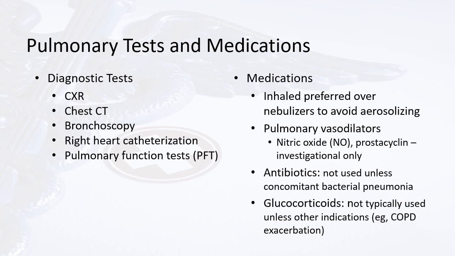In the hospital, they may have been on pulmonary vasodilators, such as nitric oxide or prostacyclin, but these would have been investigational only as part of a trial and not continued into the outpatient setting. Antibiotics are generally not used unless the patient had a concomitant bacterial pneumonia on top of the COVID virus, and glucocorticoids are not typically used unless there are other indications such as a COPD exacerbation due to the COVID virus.